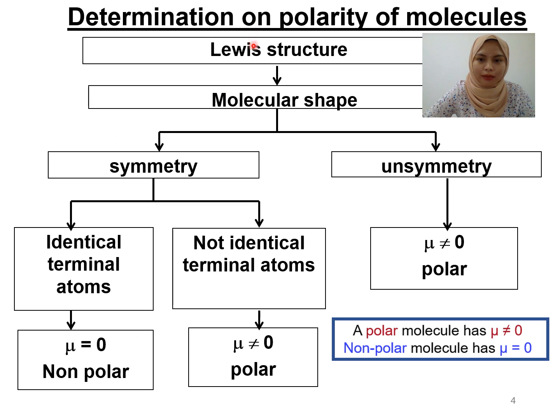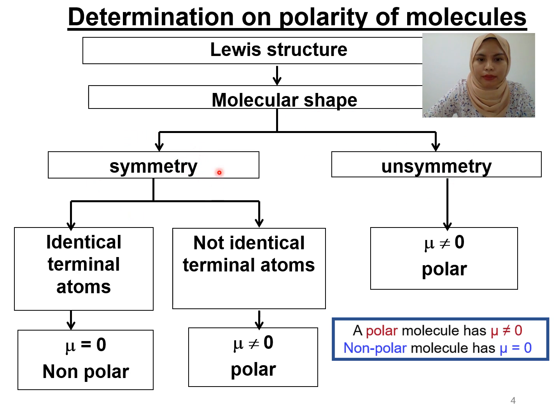Okay, to make it easier for you, this is the flow chart to determine the polarity of your molecules. The first thing you have to do is draw the Lewis structure of your molecule. Then determine the molecular shape of your molecule from the basic molecular geometry or from the VSEPR theory. If the central atom has a lone pair, what shape will it evolve into? From the shape, there will be symmetrical shapes and unsymmetrical shapes.